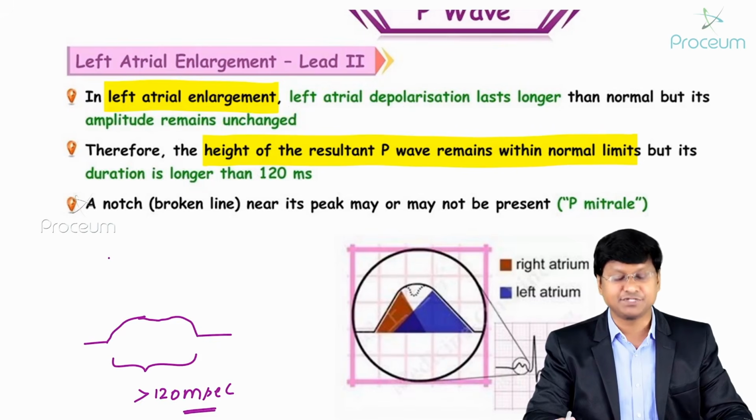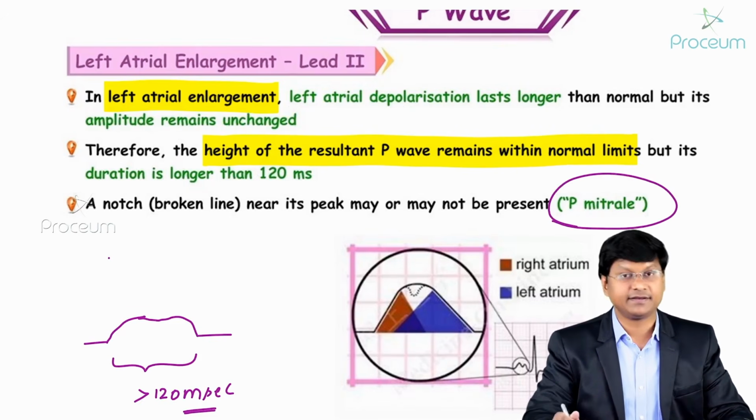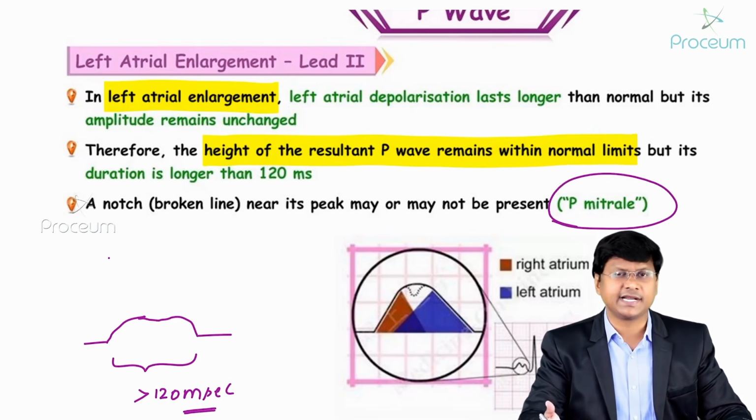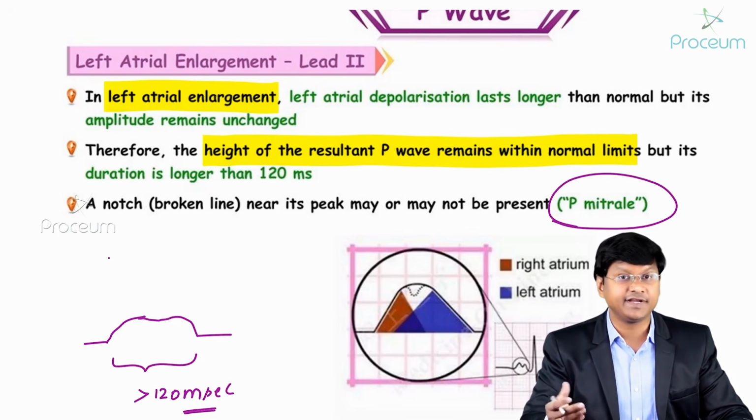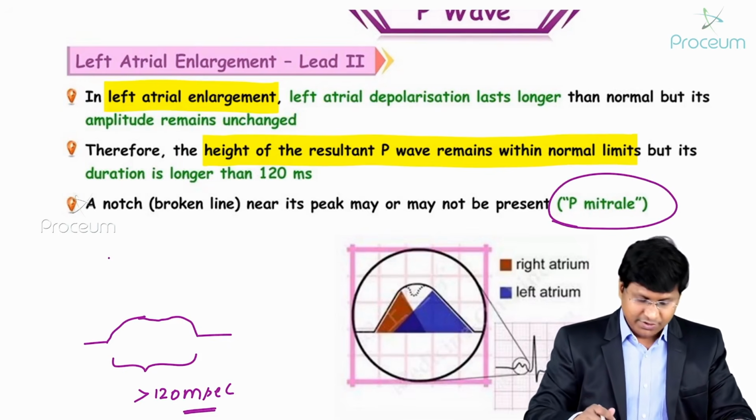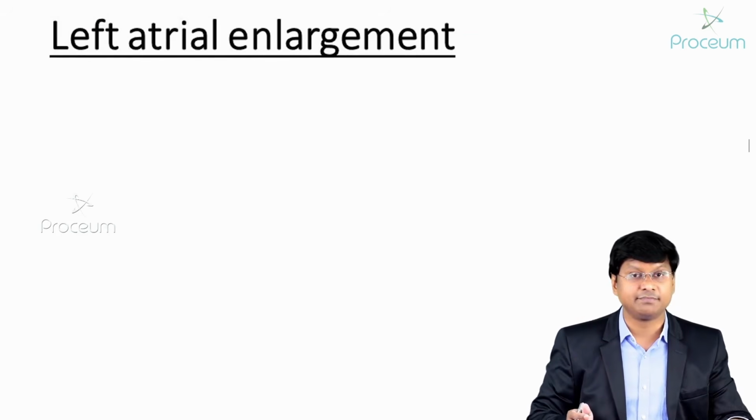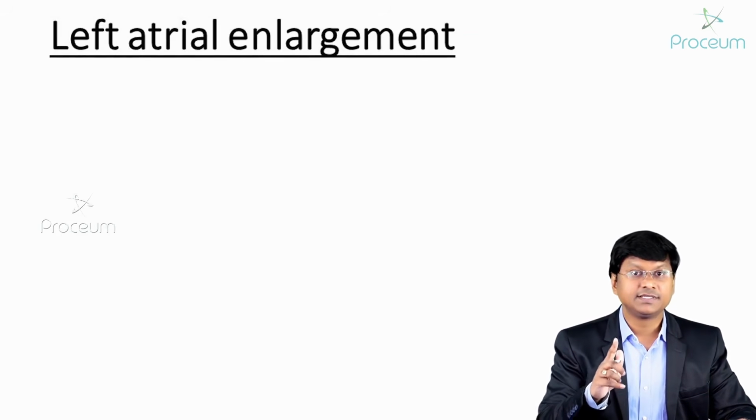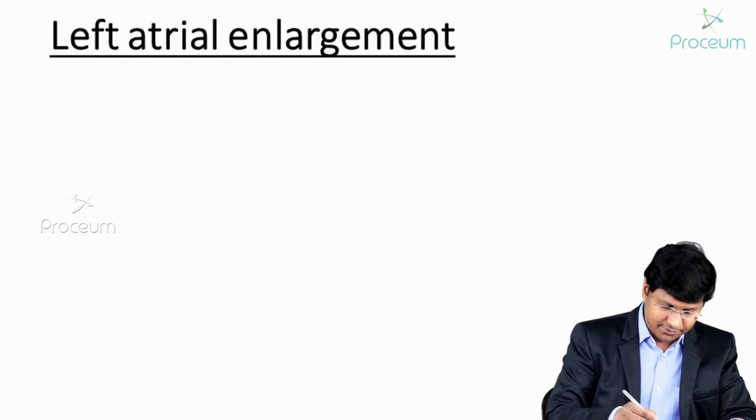The next important point is about the shape of the P wave, which is M-shaped. That is called P mitral. Now, what is the criteria for left atrial abnormality? Number one, there should be prolonged P wave duration.